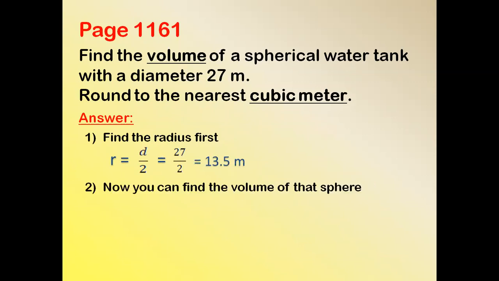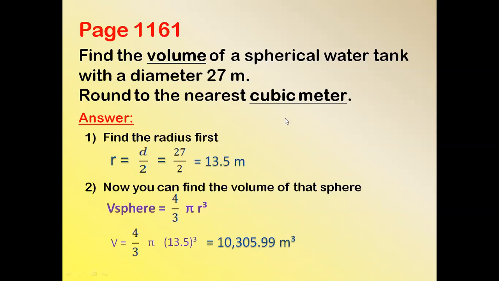Then I'm going to replace the r in our rule, which is volume of sphere equals 4/3 pi r cubed. So the volume of the sphere is 4/3, the pi stays as it is, and the radius is 13.5 cubed. So we will find that it's 10,305.99 meters cubed. As we are going to round it to the nearest cubic meter, we are going to get rid of these two numbers after the decimal. So the 9 will push the 5 to give me 6. So the answer is 10,306 meters cubed. This is the final answer and the volume for this spherical water tank.